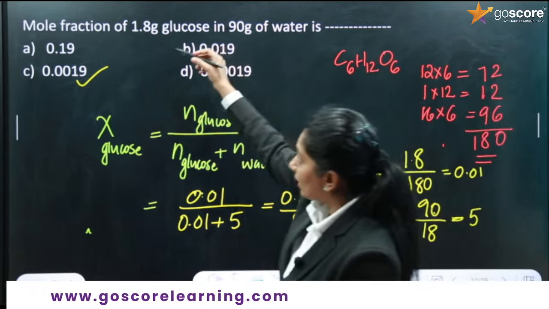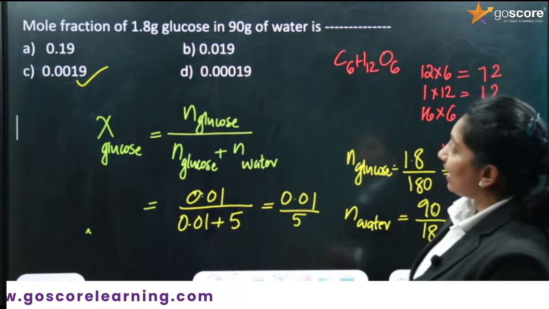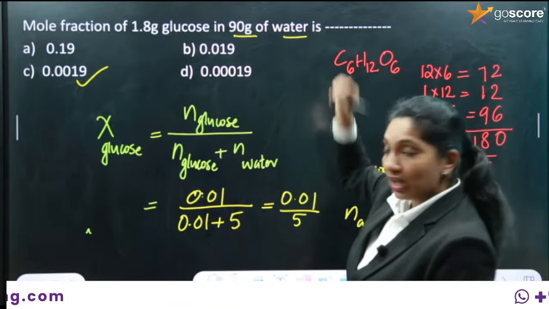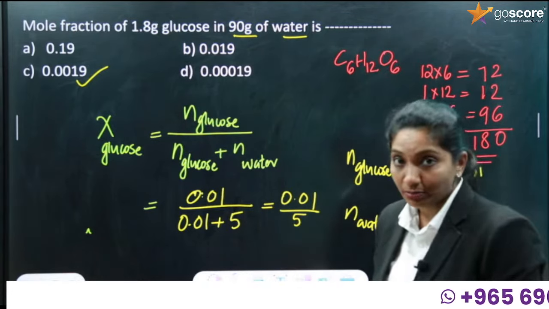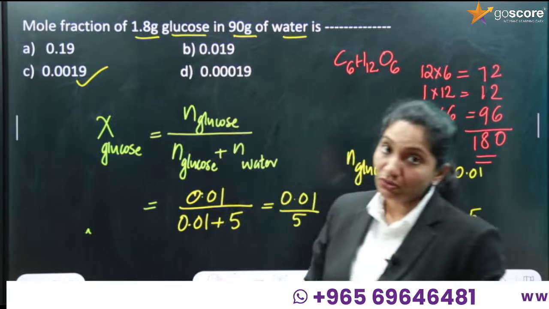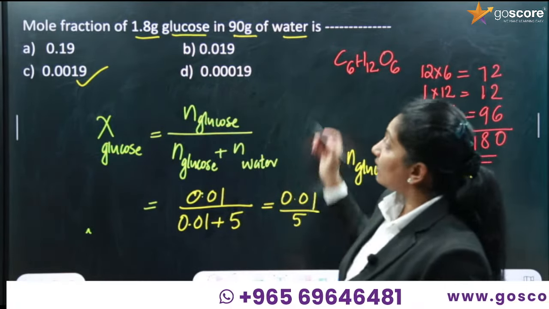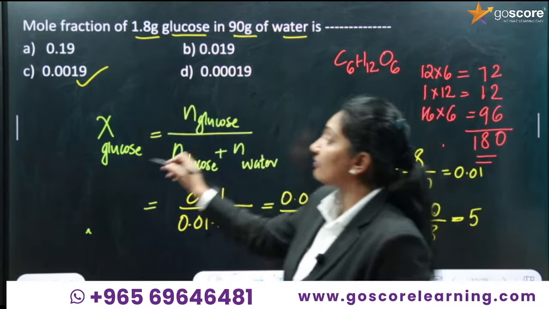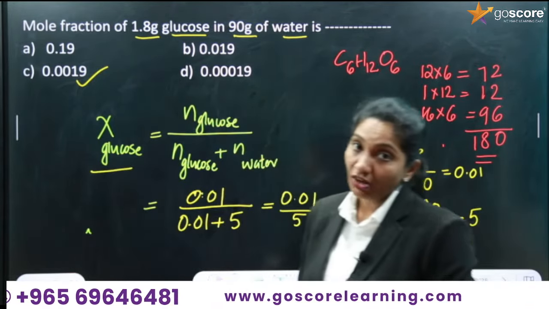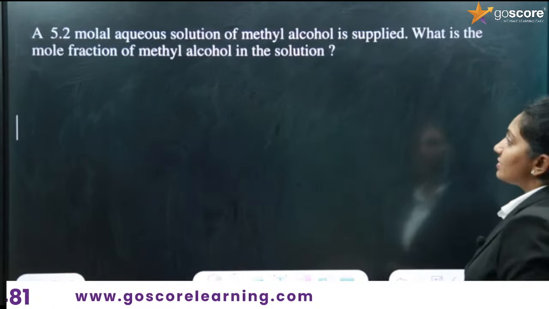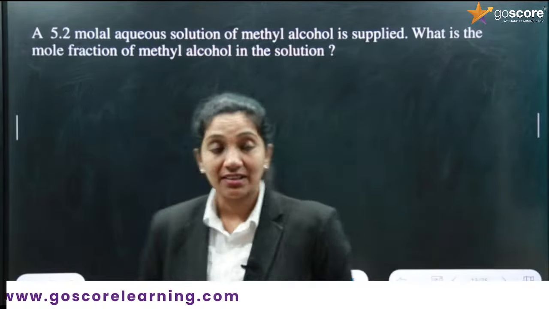The mole fraction of 1.8 gram of glucose in 90 gram of water. The mass of water is given and the molar mass of water we know, so we can calculate the number of moles. The glucose mass is provided and the molar mass of glucose we can calculate. Simply by substituting that in the equation, we can easily find the mole fraction of glucose. Okay. Now see one more question.